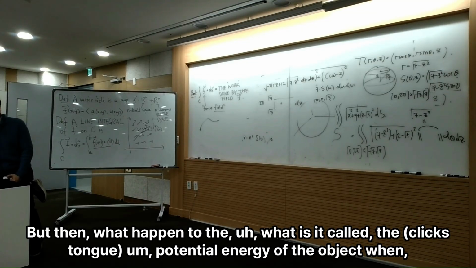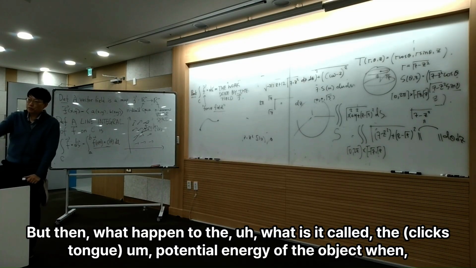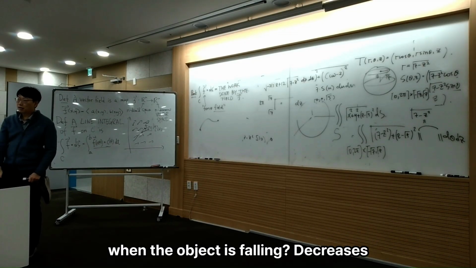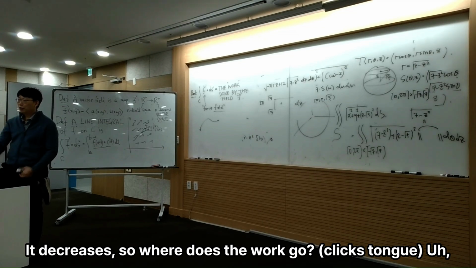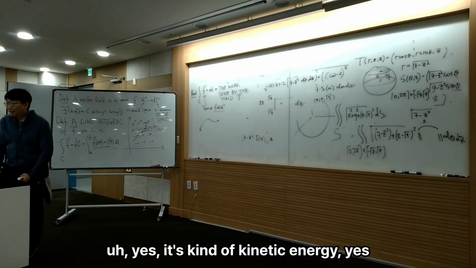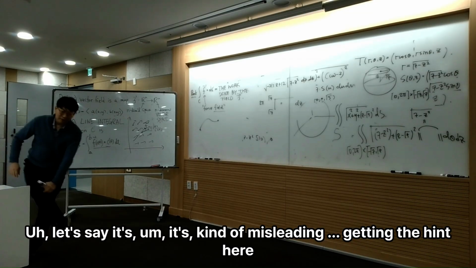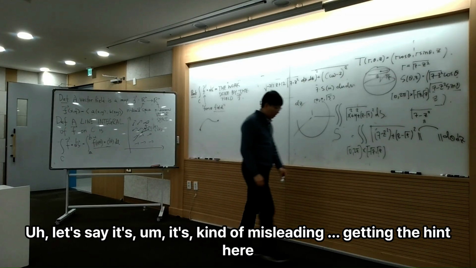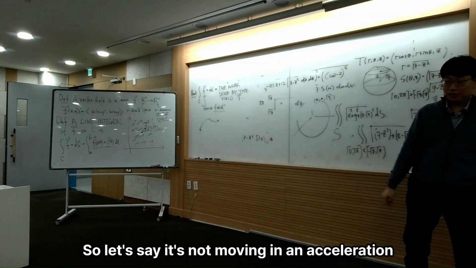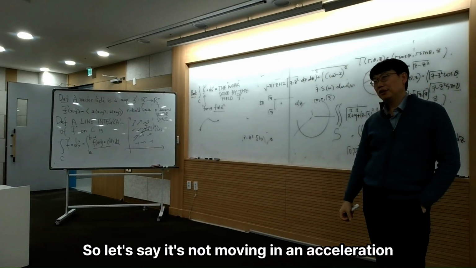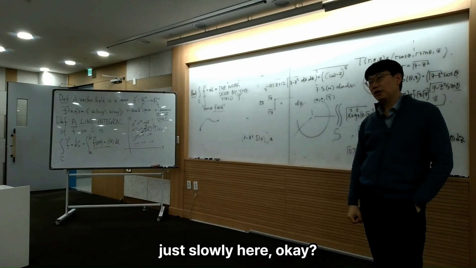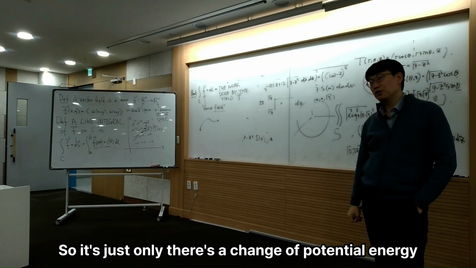But then what happens to the potential energy of the object when it is falling? It decreases. So where does the work go? It's kind of kinetic energy, but that's misleading. So here's a hint: let's say it's not accelerating, it's just moving slowly. So there's only a change of potential energy.